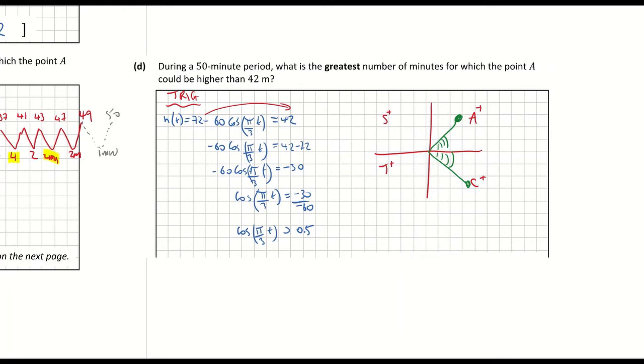Now if I come back here and examine our function. So if I solve my function here, I'm going to have pi over 3 times t is greater than cos inverse of 0.5. Now again, just be careful, have your calculator here in radians. So that's giving me pi over 3t is greater than 1 over 3 pi.